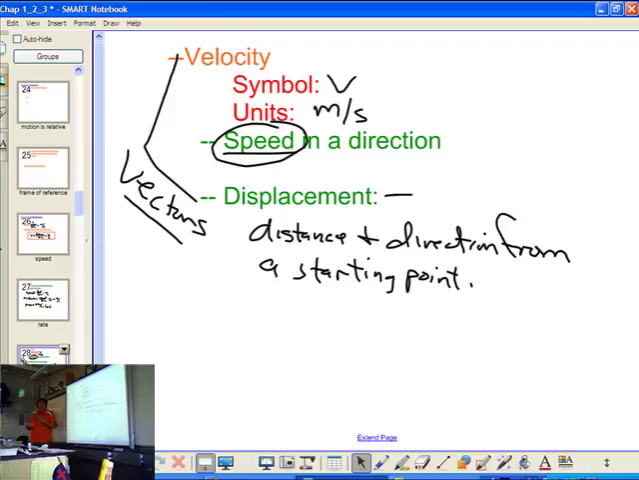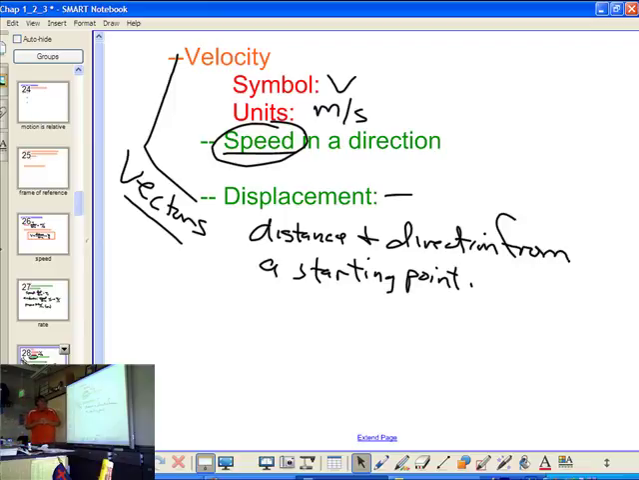So that's the difference between distance and displacement. Distance is how far I actually travel. Displacement is how far I am from my starting point. Hopefully by the end of every day, you end up with a displacement of 0, because it means you've gone back home.